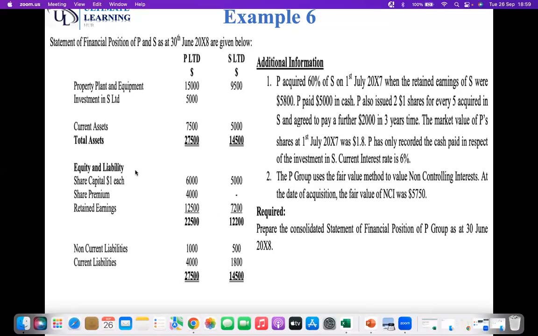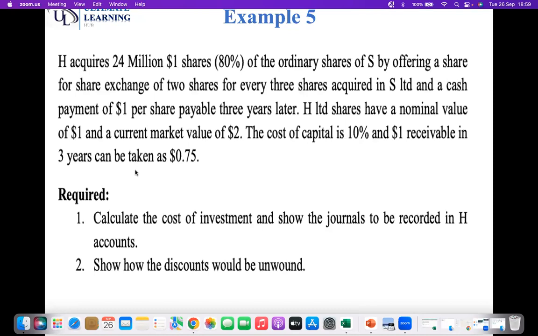So we have looked at cost of investment, the different ways of finding the cost of investment. And we have said we can use cash, we can use share exchange, or we can use loans. So let's go to an example.